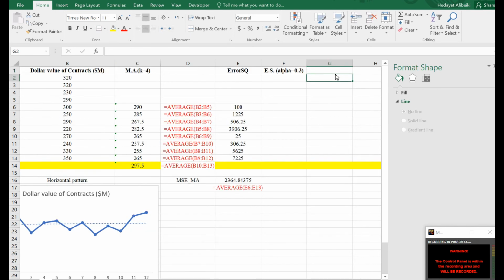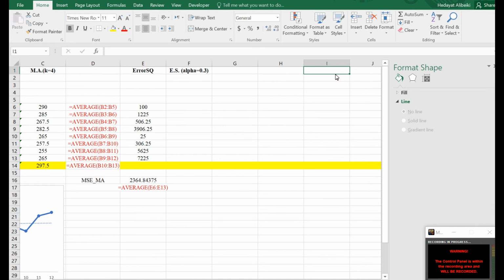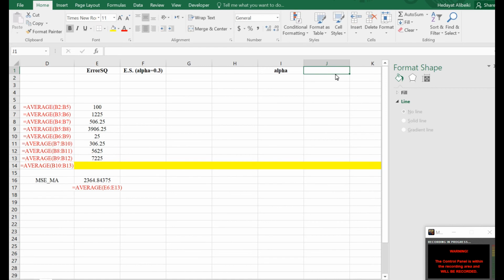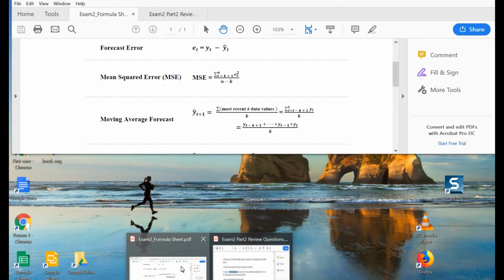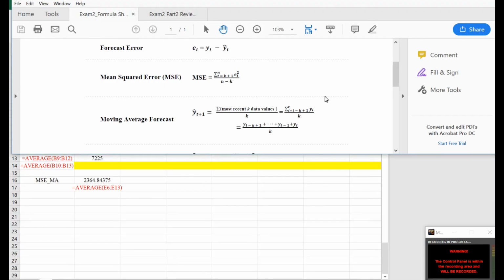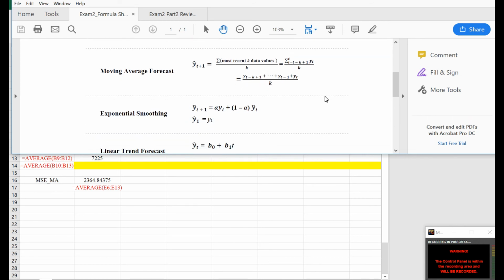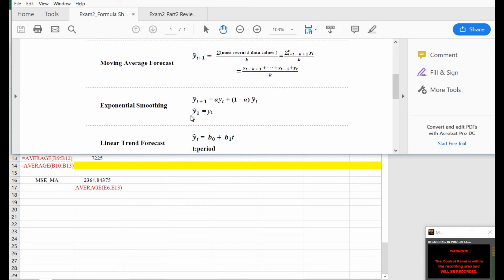So it's always good if you can fix alpha somewhere and just refer to it. Alpha, 30%. Okay. So exponential smoothing. If we go back to our formula sheet, we'll see that exponential smoothing, this is the formula. So forecast for a period.